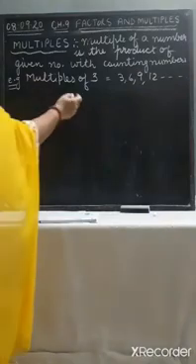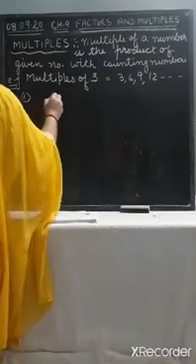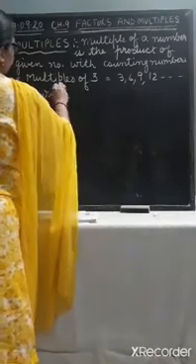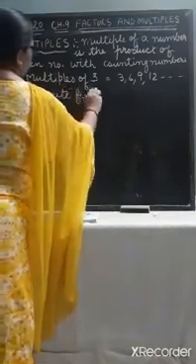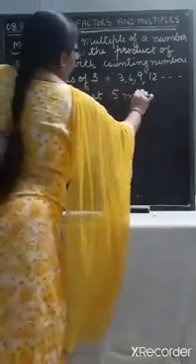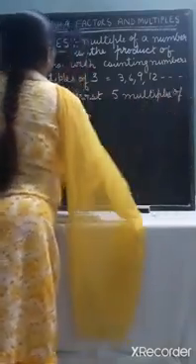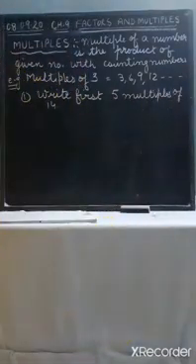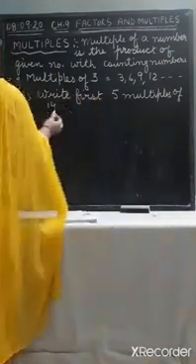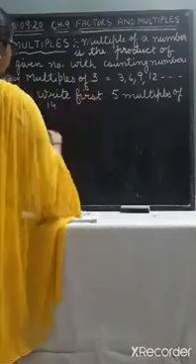Let us do some examples. First one is, write the first 5 multiples of 14. Now how to find out multiples? First 5 means we are to multiply the given number starting from 1 up to 5.